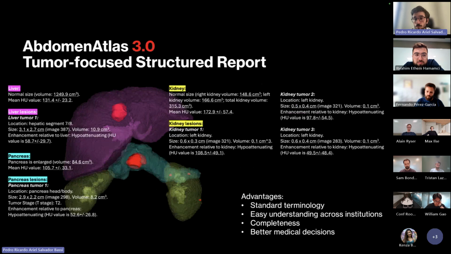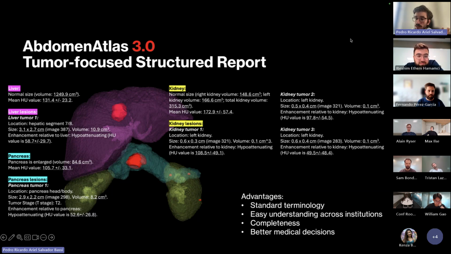Here is an example of one of our structured reports. In summary, a structured report is based on a fixed template, and a group of radiologists create this template. It's important to have this structure because it provides a standard format and a standard terminology to describe the findings in the CT scan. And this allows better understanding between different institutions and more complete reports.